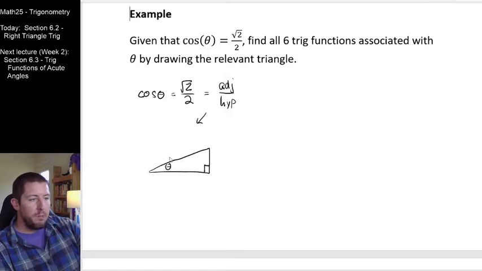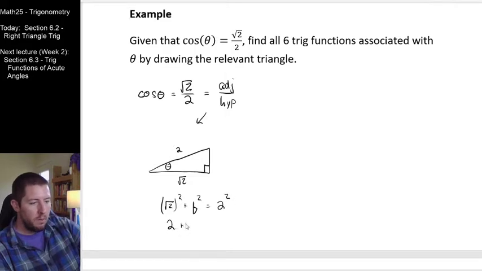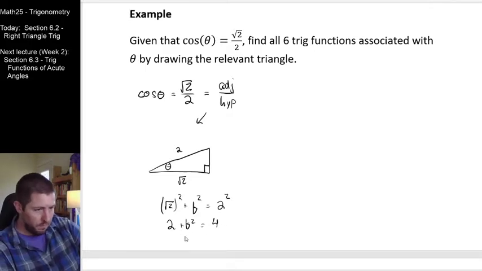So cosine of theta should be adjacent over hypotenuse. So it seems like the adjacent to theta should be square root of 2. Our hypotenuse should just be 2. I want to go ahead and find out what my missing side leg is over here, right? So root 2 squared plus b squared equals 2 squared. So 2 plus b squared equals 4. I'm going to subtract 2 over to the other side over here. B squared equals 2. And that's going to tell me that b is also the square root of 2.